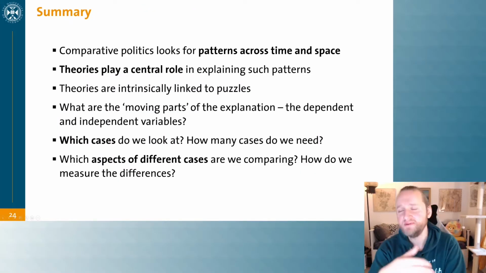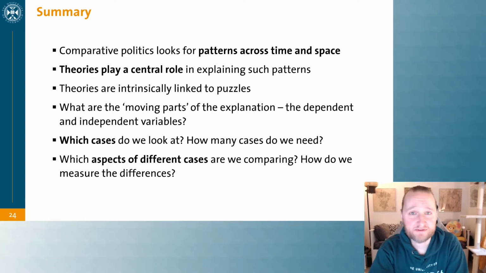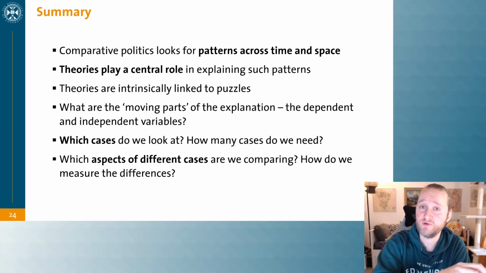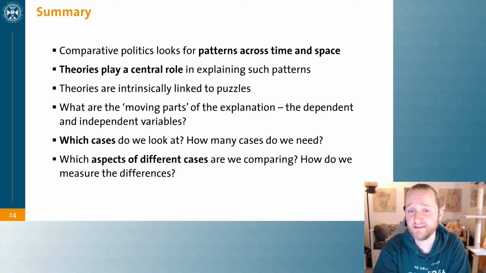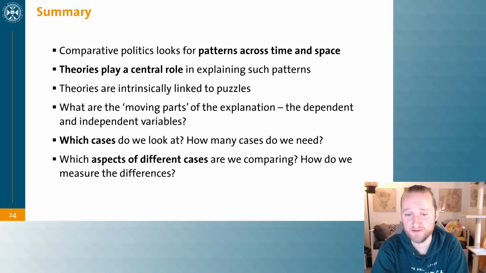Now, to sum all this up, comparative politics, we've said, looks for patterns across time and across space, and we do try to generate theories based on the patterns that we see. We try to generate general explanations about why things happen. So the puzzles that we see, why are things a certain way in one place and why are things another way in another place, those are intrinsically linked to theories. We always have to understand what our dependent and independent variables are, regardless of how explicit the original authors are. We need to be aware of how this works.